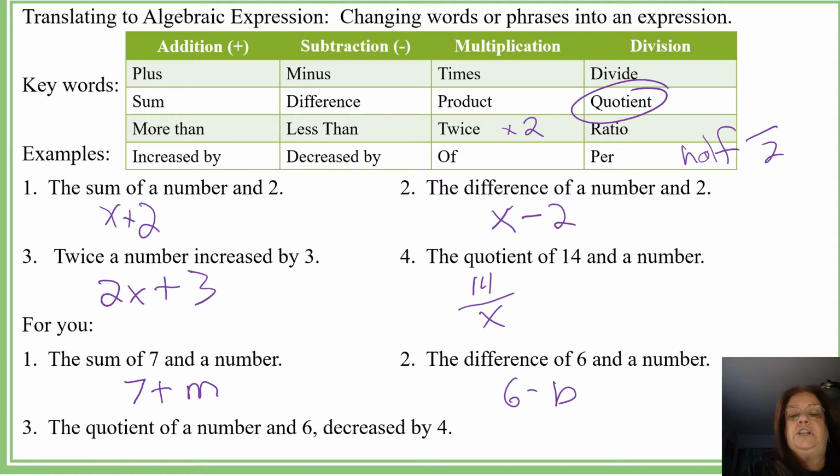The quotient, again, quotient is divide, of a number, so we used our variable, x, divide, and 6. So 6, decrease, that's subtraction, by 4. There we go. All right, now this is not x minus 4 all over 6. This is x over 6 and then minus 4. You have to remember the order. All right, let's move on.